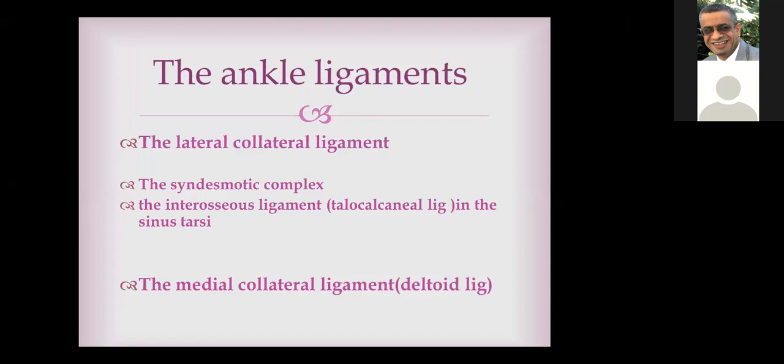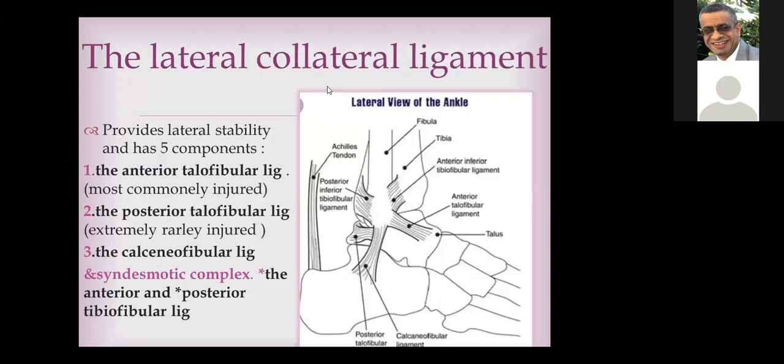It's divided into lateral collateral ligament, syndesmotic complex, interosseous ligament, and medial collateral ligament. At first, the lateral collateral ligament consists of anterior talofibular, connecting the fibula and the talus.